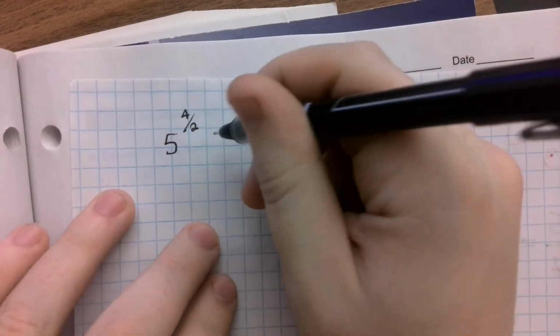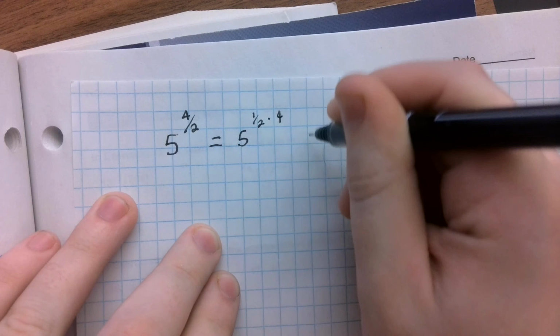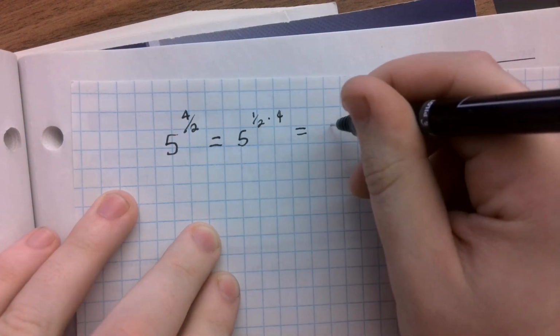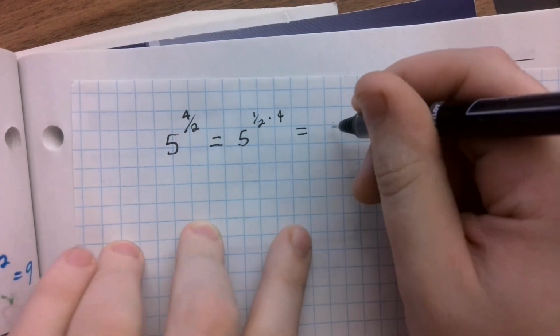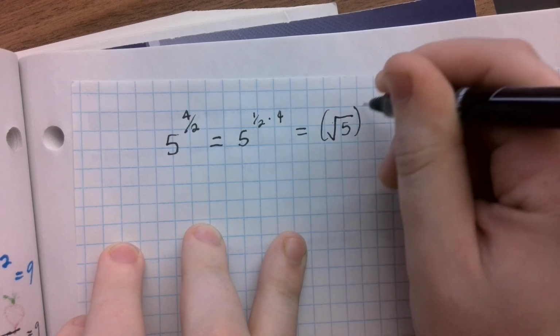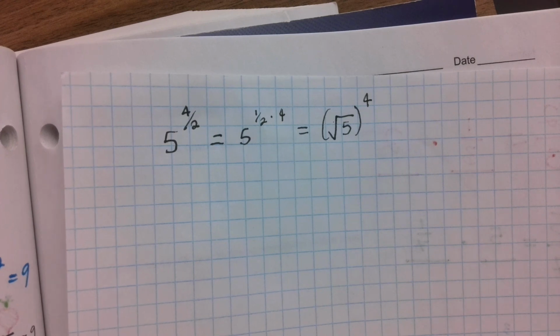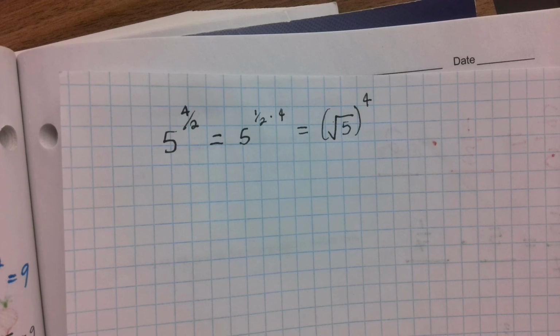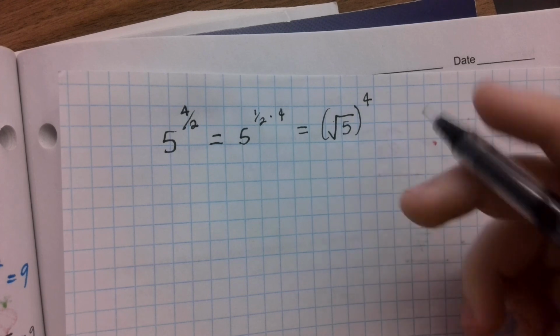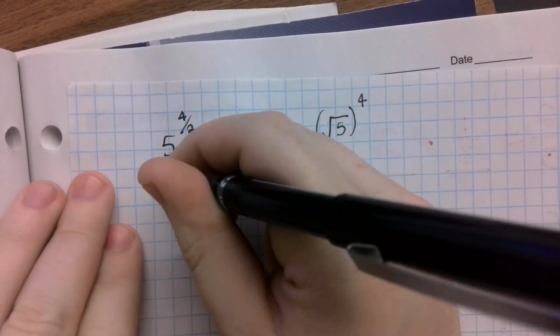Well, we could rewrite this as 5 to the 1/2 times 4, which we can write as, if you wanted to skip a little bit of a step here, the square root of 5 to the 4th power. Oh, shoot. I don't know what the square root of 5 is. Throws a little bit of a monkey wrench into things, right? If I don't know the square root of 5, I can't take it to the 4th power. That's why you can always do it the other way around.